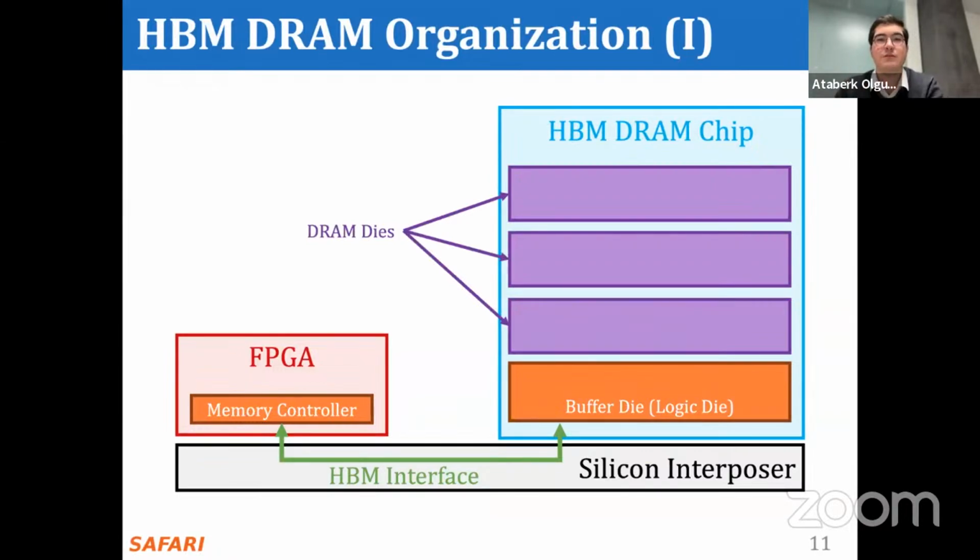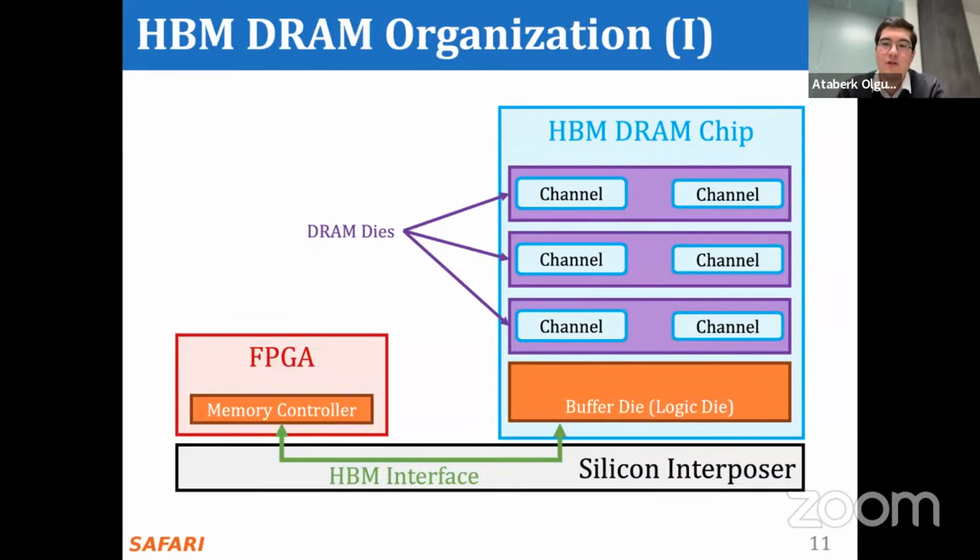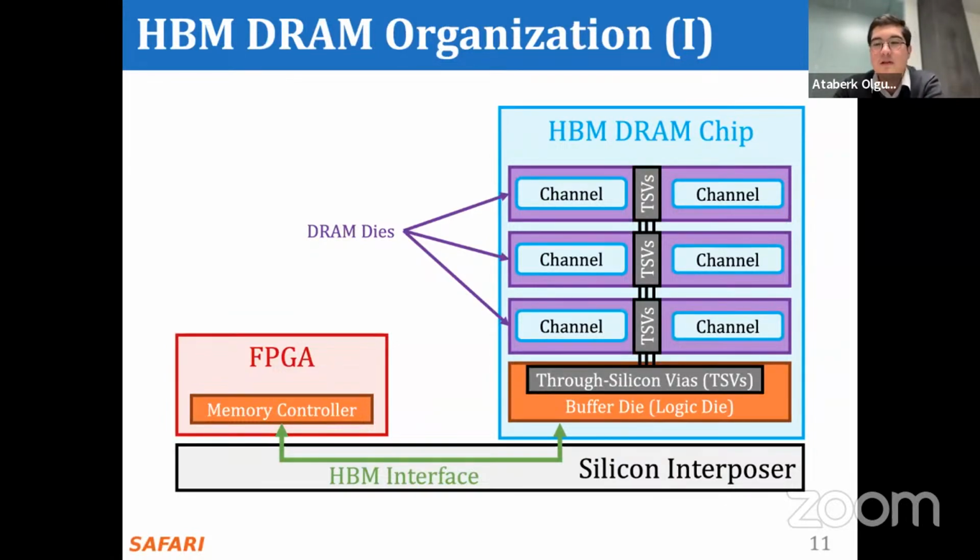The HBM2 chip contains multiple 3D stacked DRAM dies, and each DRAM die contains one or multiple DRAM channels. And finally, high-speed through-silicon vias connect the 3D stacked DRAM channels to the buffer die.